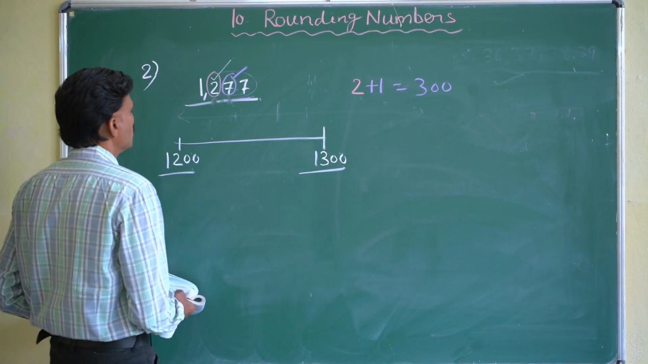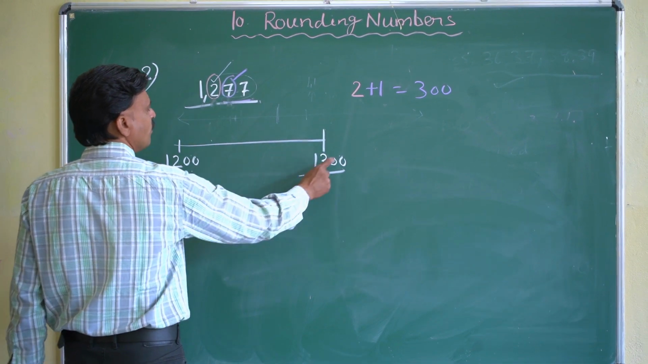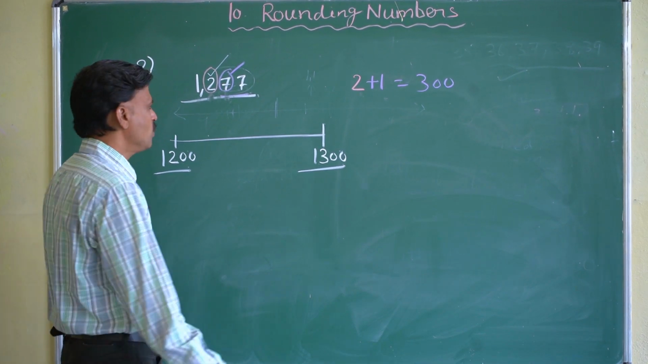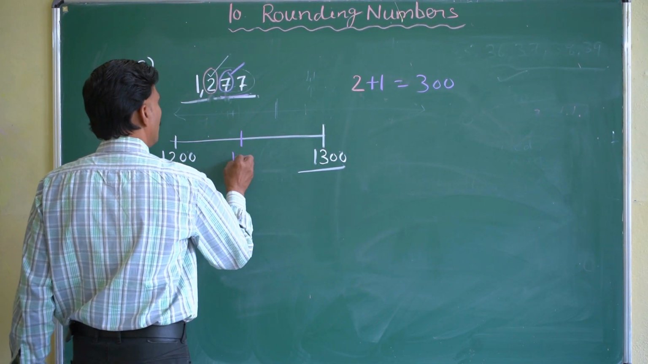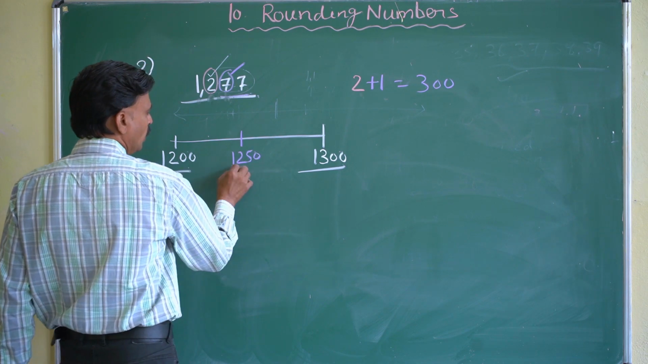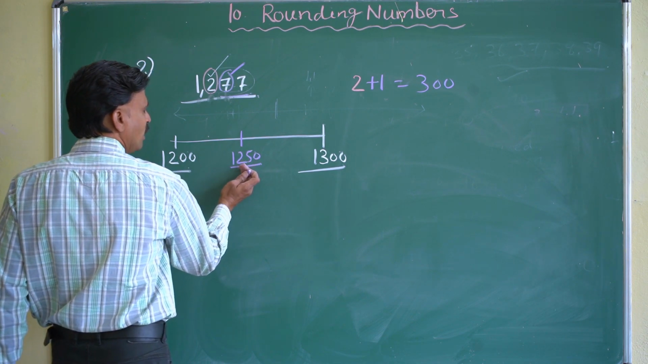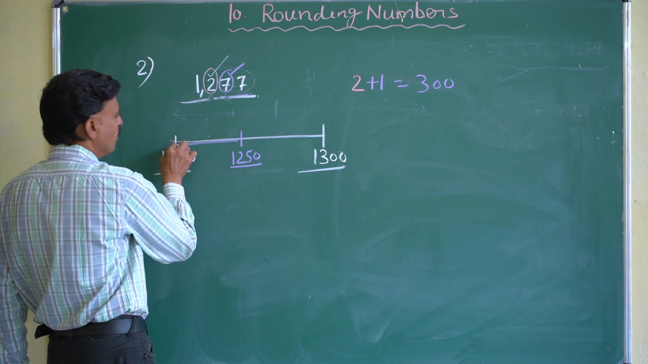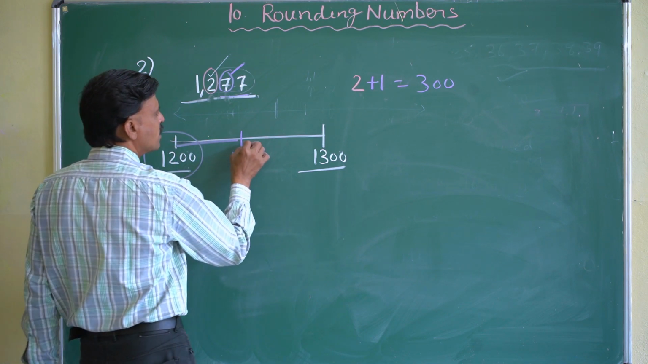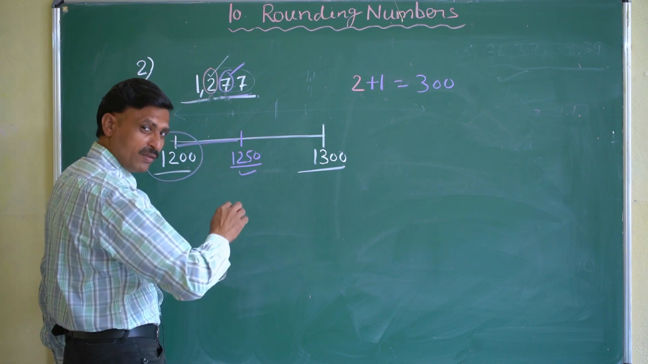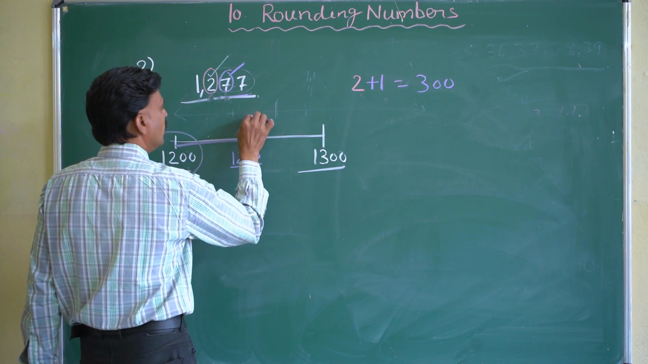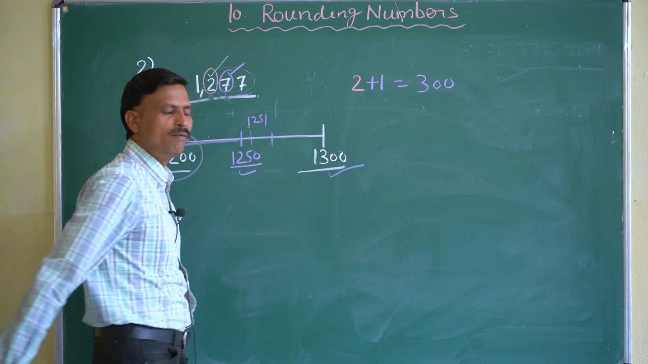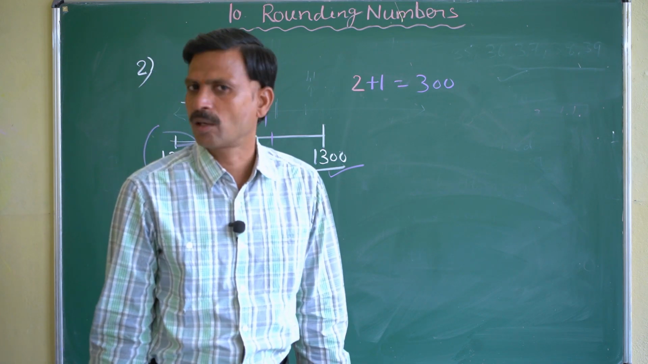So this value 1,277 becomes 1,300 when we round off to the nearest hundred. And if you see it on the number line also, suppose this is 1,250. All the values less than 1,250, when we round them off, will give 1,200. Since 1,250 and more than 1,250, all these values are going to give 1,300 when we round off, as per the rule.